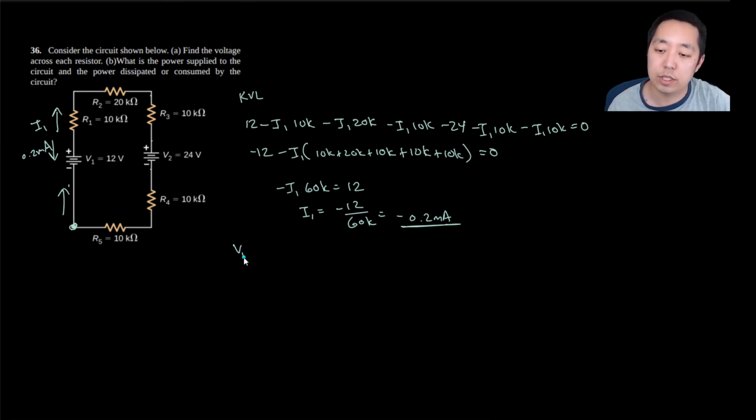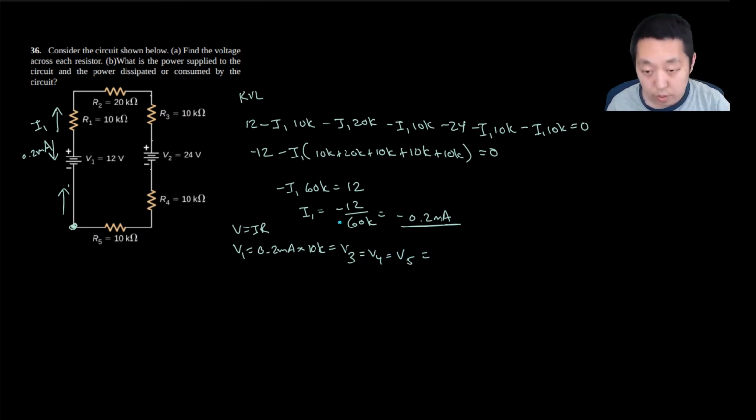Okay, so now we need the voltage across each resistor. The voltage across each resistor is V equals IR. So I'm just going to do 0.2 milliamps times 10k. Which ones are the 10ks? R1, R3, R4, and R5. They're all going to have the same voltage because they're going to have the same currents going through them. It's equal to V3, V4, V5, and that's equal to 0.2 times 10, 2 volts.